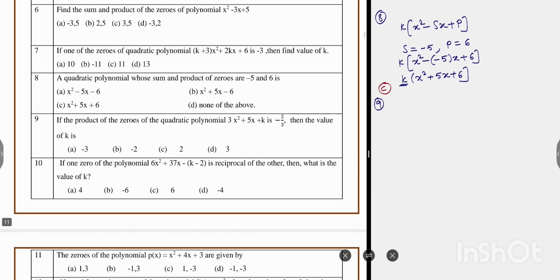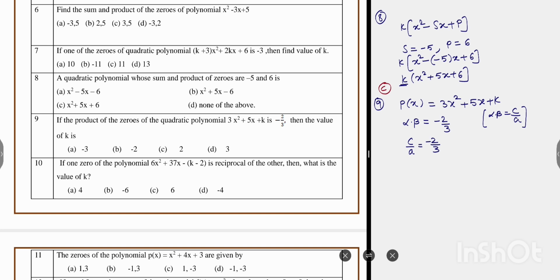If the product of the zeros of the quadratic polynomial p of x is equal to 3x square plus 5x plus k is given. What is given here? Product of zeros. Product of zeros means what? Alpha into beta, sometimes represented as P, or alpha into beta. Alpha into beta is given as minus 2 by 3. Generally, what is the formula for finding alpha into beta? Alpha into beta is equal to c by a. So now c by a is equal to minus 2 by 3.